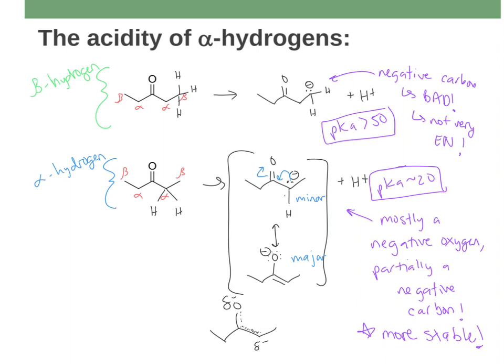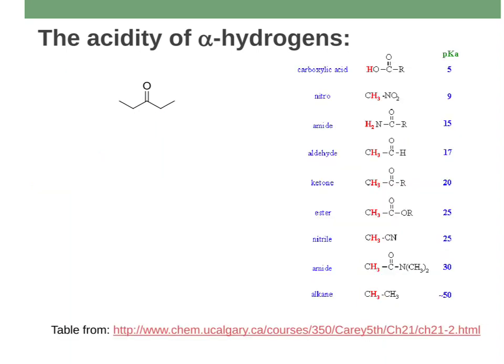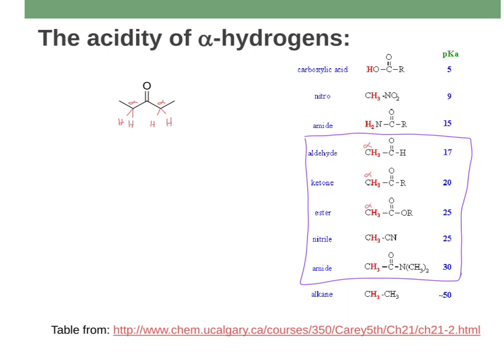So let's compare that to some other things. Again, we're talking about this hydrogen here, the alpha spot. So here's an alpha carbon. We're talking about these hydrogens here, the two here and the two here. This is a table I just got from University of Calgary. You can check out that link there if you want. Here are the alpha carbons that we're looking at. All of those are alphas. Here's the alpha carbon next to a carbonyl, next to an aldehyde, next to a ketone, next to an ester, next to a nitrile. We'll talk more about nitriles later, and next to amides.